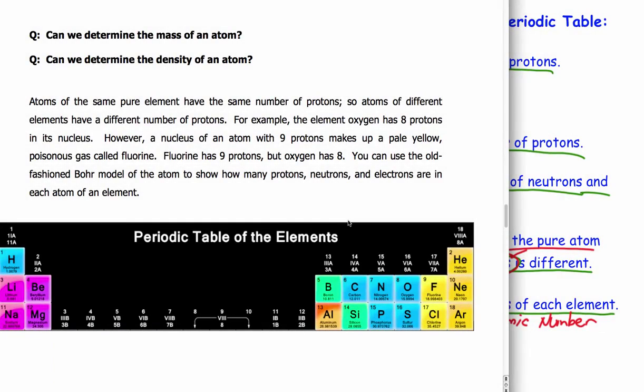So the last paragraph that we're going to read is paragraph 6, and if you would please just go ahead and mark it. Paragraph 6, put a marking somewhere, and we're looking at two questions that we've been thinking about all the way through this reading so far. Can we determine the mass of an atom, and can we determine the density of an atom?